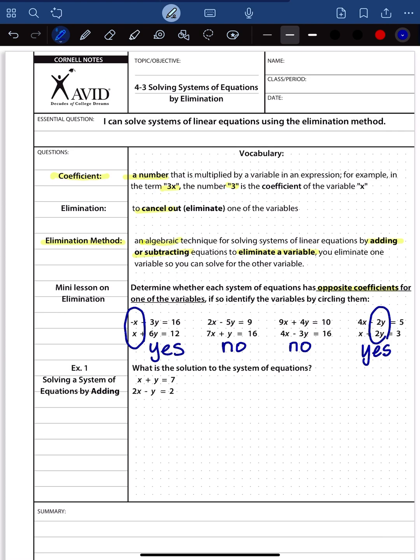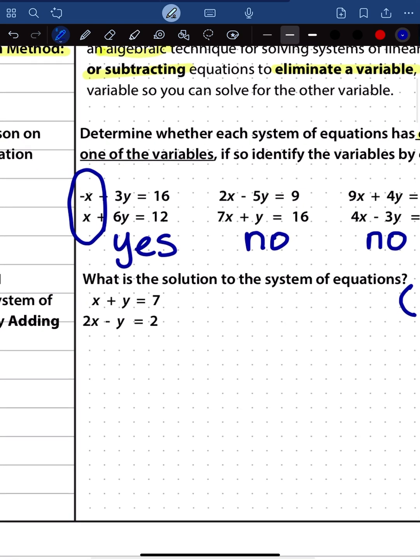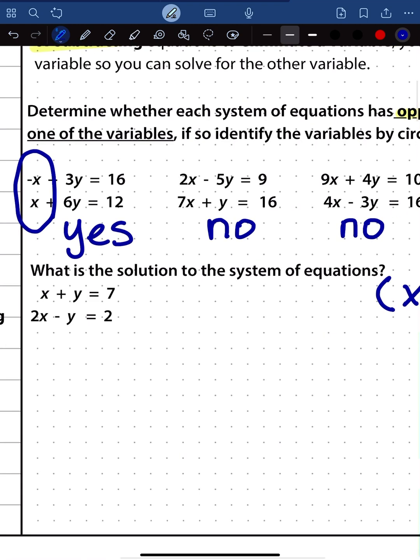In example number 1, we're going to be solving a system of equations by adding to find the solution. Remember, all solutions to systems of equations, if they have one, are represented as an ordered pair x comma y. So I'm going to focus on this first example. I'm going to do what we just did above. I'm looking at whether there are opposite coefficients already in this system. And I notice we have these that are the opposite. We have a positive y and a negative y.